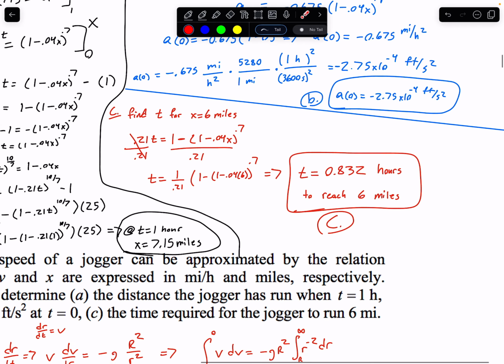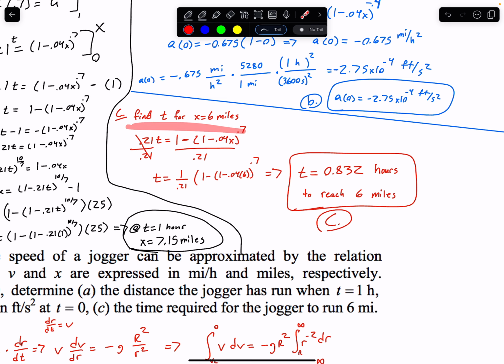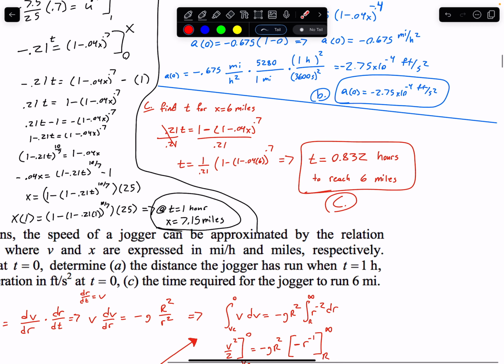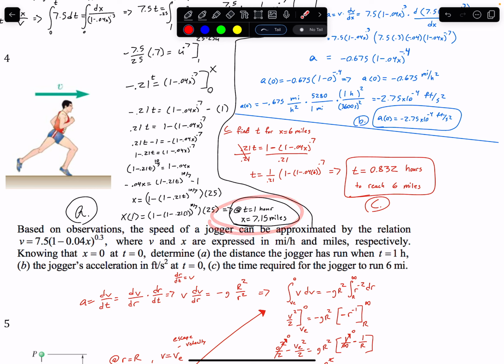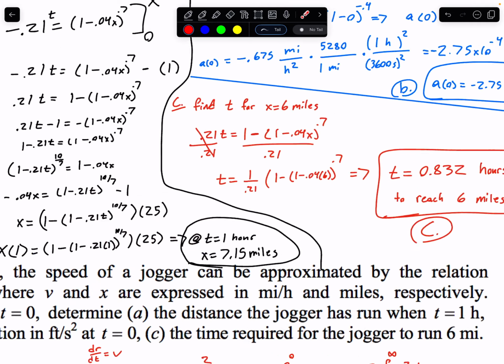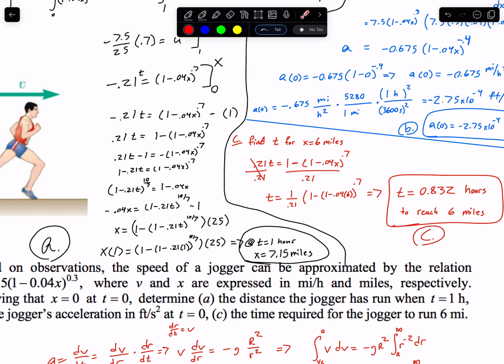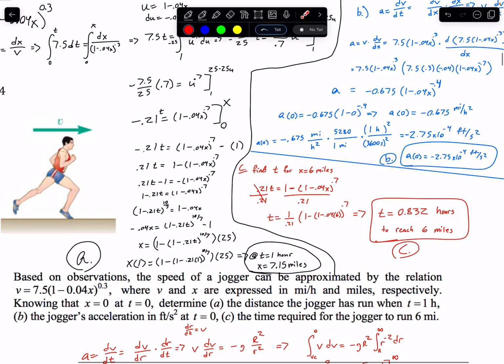And then we just need to find the time it takes for the jogger to reach 6 miles. We have a good milestone here, knowing it takes an hour to go a bit over 7 miles, so it should be under 1 hour. And then I believe I took one of our old equations from over here and sent that over here, and divided 0.21, did some adjustments, plug in x equals 6, and we get t equals 0.832 hours.